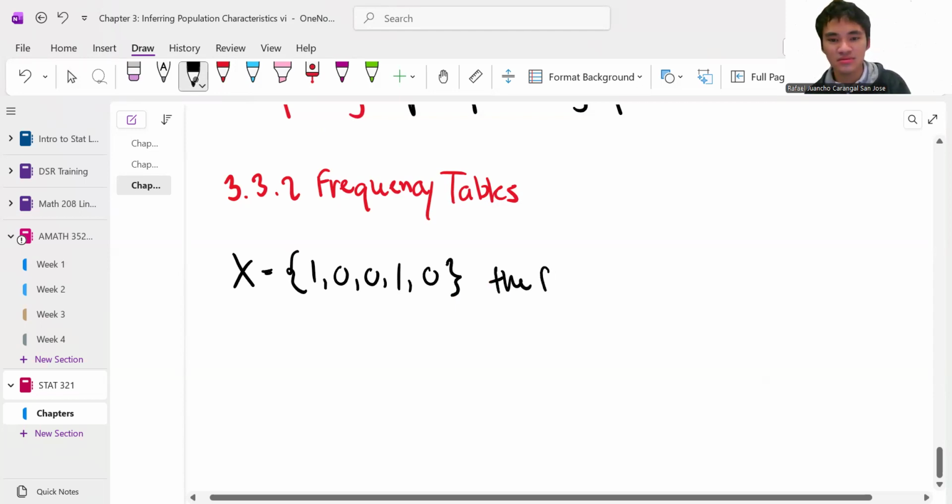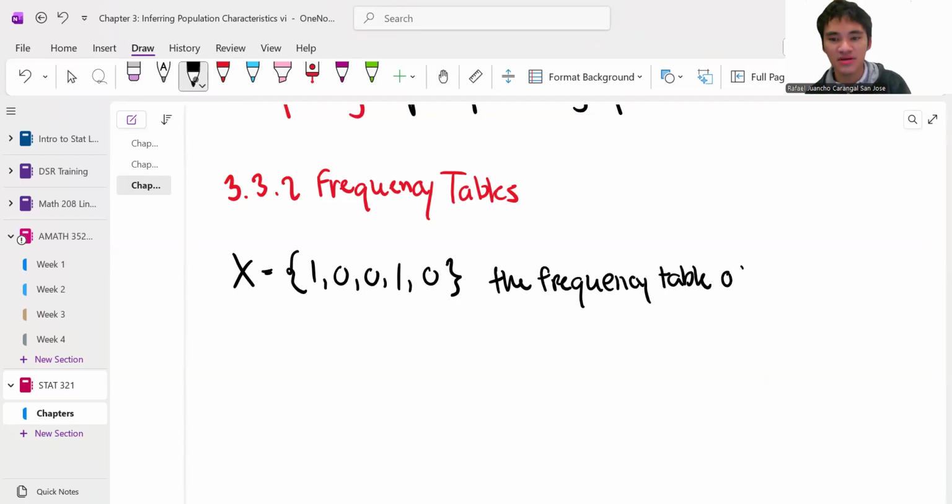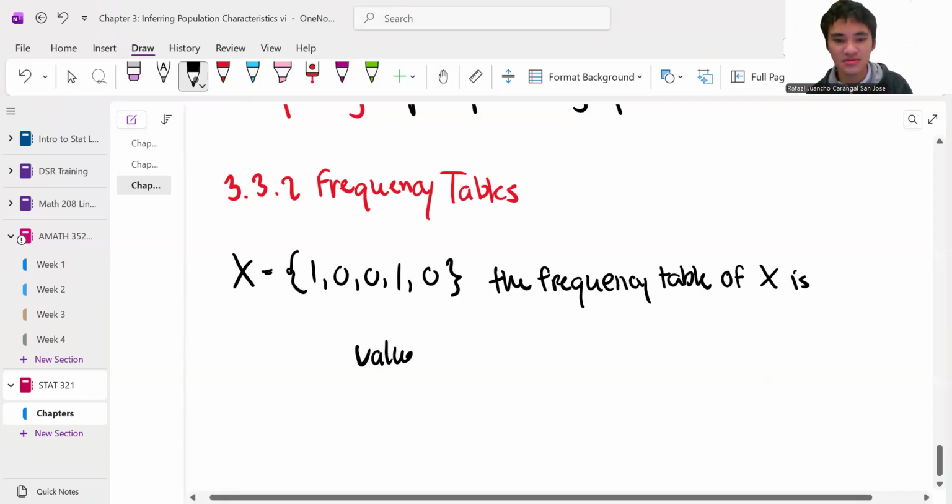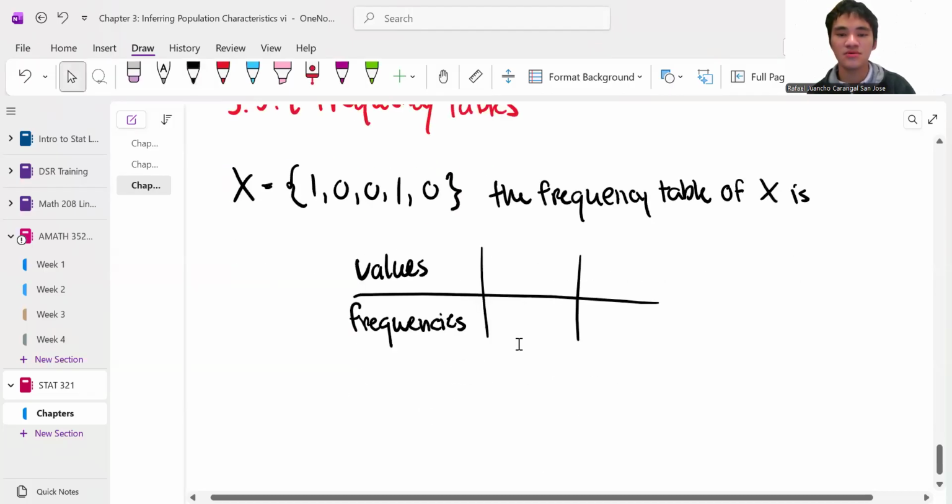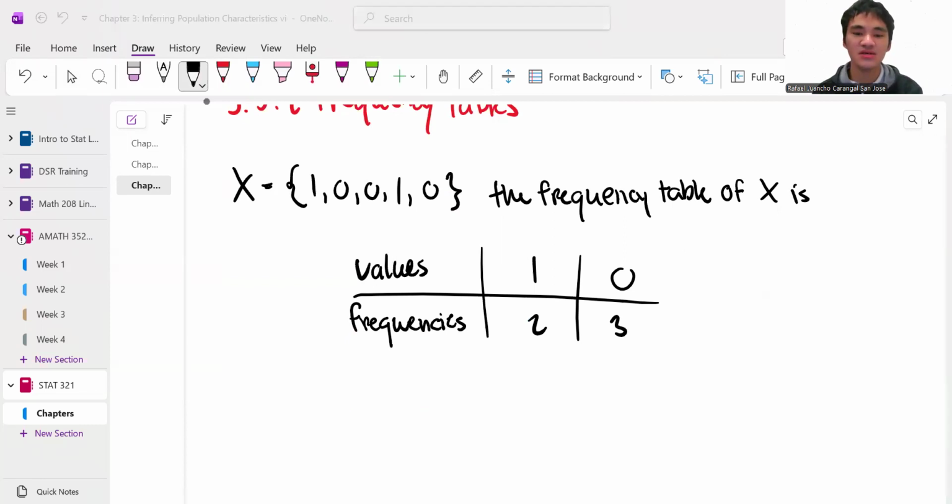So the frequency table of x is the following. We have our values and we have how frequent these values appear. So here we have values 0 and 1. We have three zeros and two ones. That's basically what a frequency table does. So what that table shows us is that x contains three observations that take the value of 0 and two observations that take the value of 1.